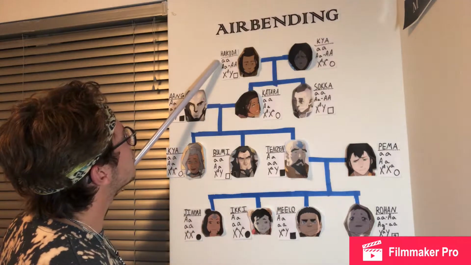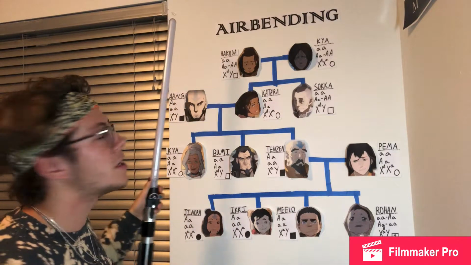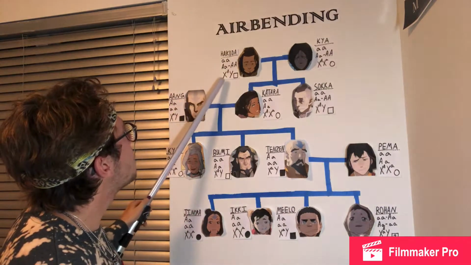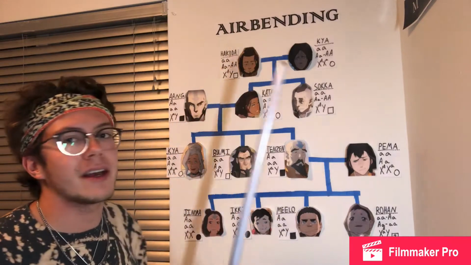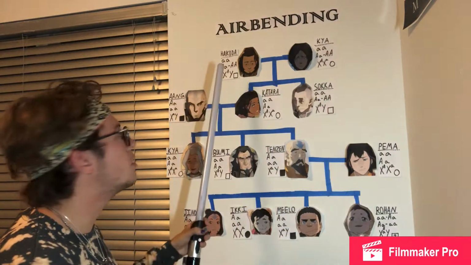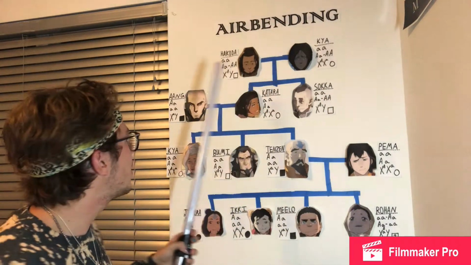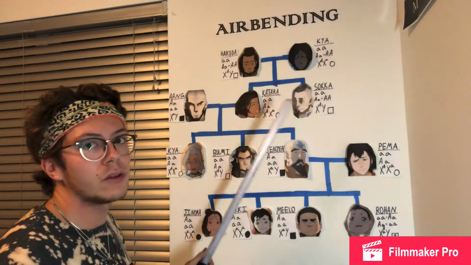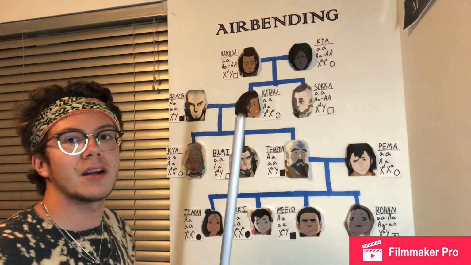The first genotype would be the autosomal dominant genotype. Second one is the autosomal recessive genotype. And then the third would be the X-linked recessive genotype. And you can also see who has airbending and who doesn't: the filled-in box means airbending. An empty circle or empty box means they do not have the airbending trait.